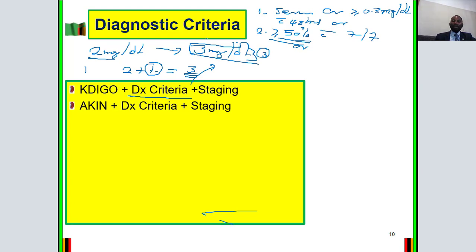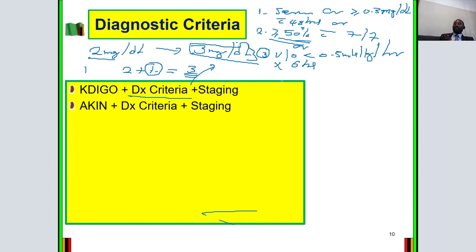Then we can also use urine output. Okay, so the urine output of less than 0.5 mils per kg per hour for 6 hours, and that is diagnostic. So that's the diagnostic criteria of Kidney Disease Improving Global Outcomes. So we have 3 diagnostic criteria. Okay, so each criterion is diagnostic. So any of those is diagnostic.